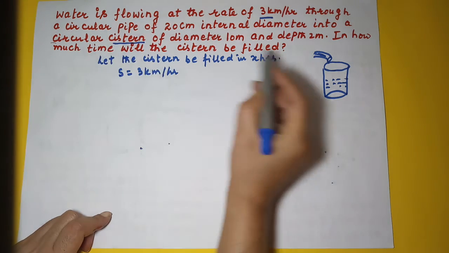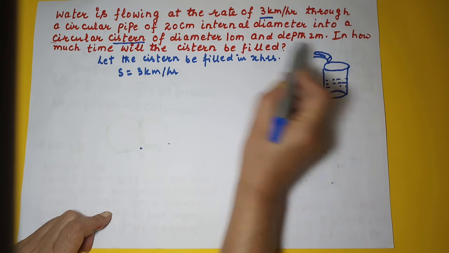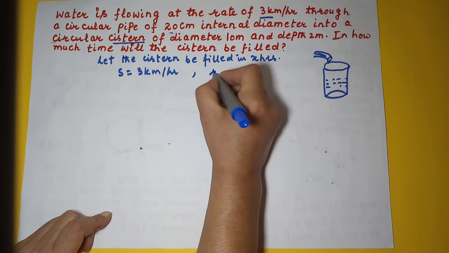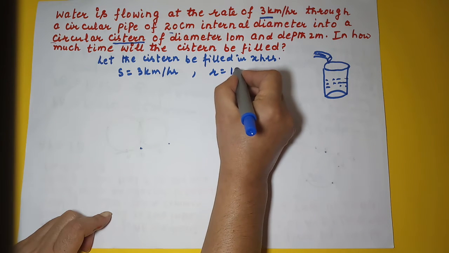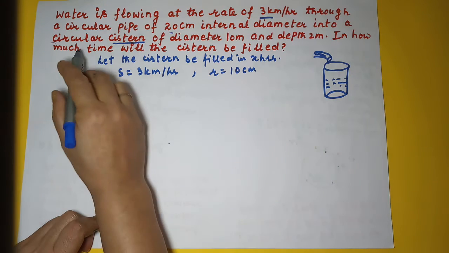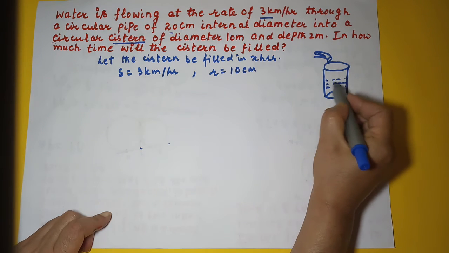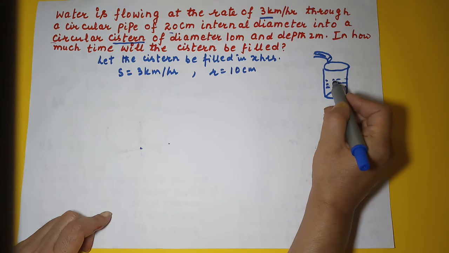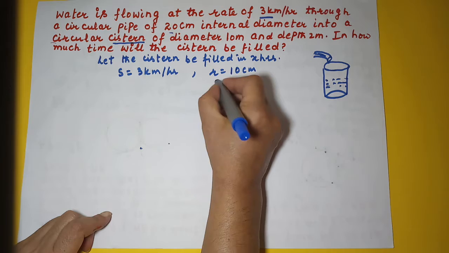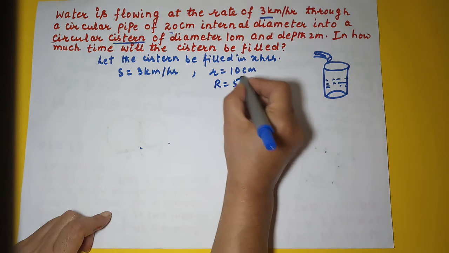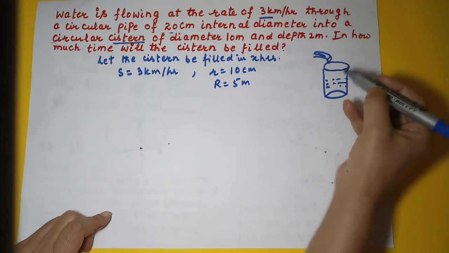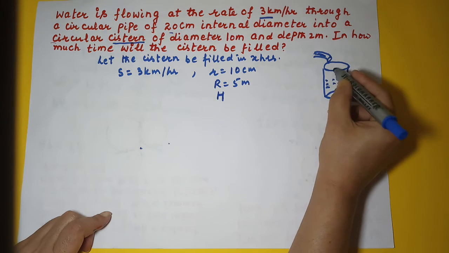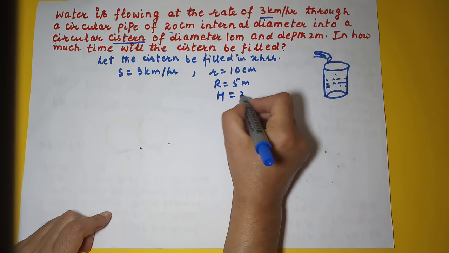And circular pipe has internal diameter 20 centimeters. So internal radius will be 10 centimeters, right? And the diameter of this cistern is 10 meters internal diameter. So what does that mean? Capital R, the radius, will be 5 meters. Depth of this cistern is 2 meters. That is height. We'll keep the capital H as 2 meters.